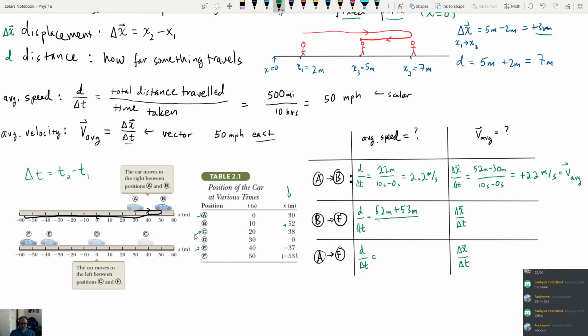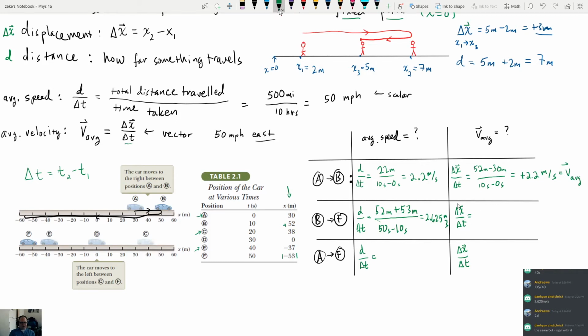For the total time from B to F, it's 50 minus 10. So that is equal to... What is that equal to if you do 105 over 40? $2.625? Okay. So maybe some of you have already calculated this, but what's the answer for the next part? Do you get the same answer? Same thing with the negative sign, that's right.